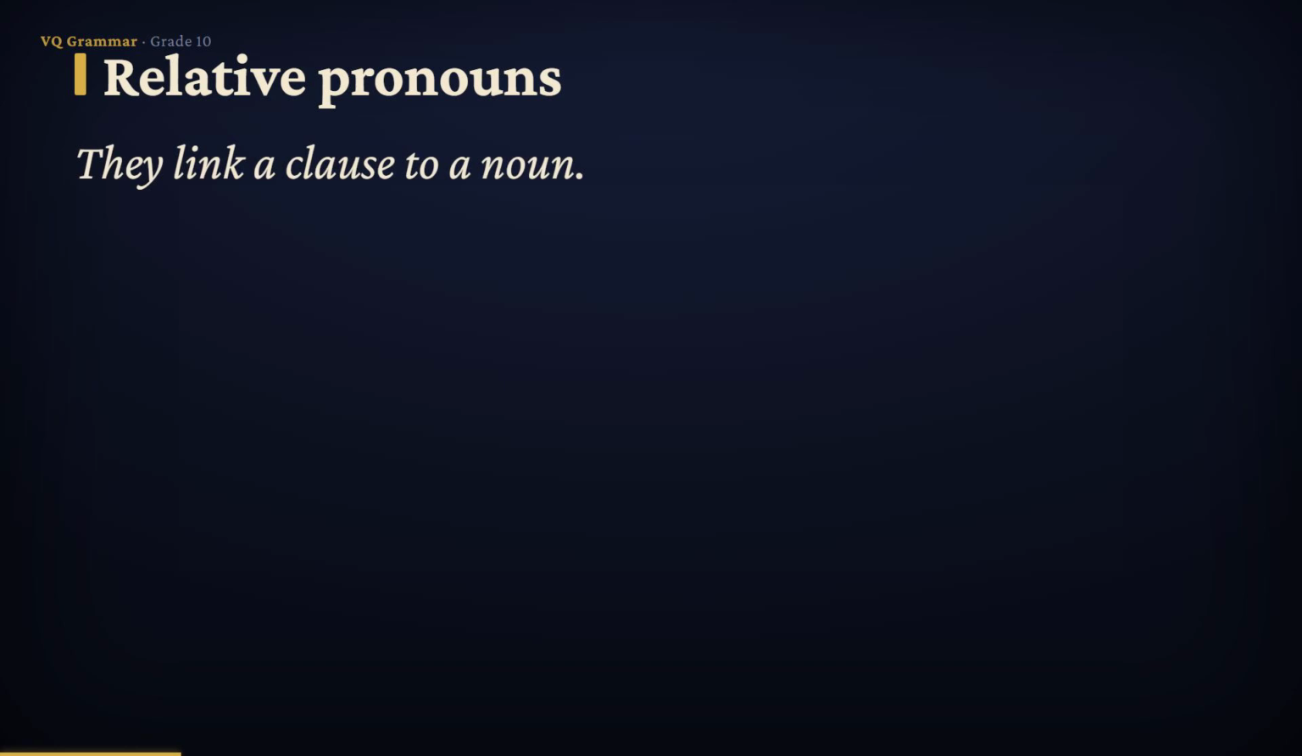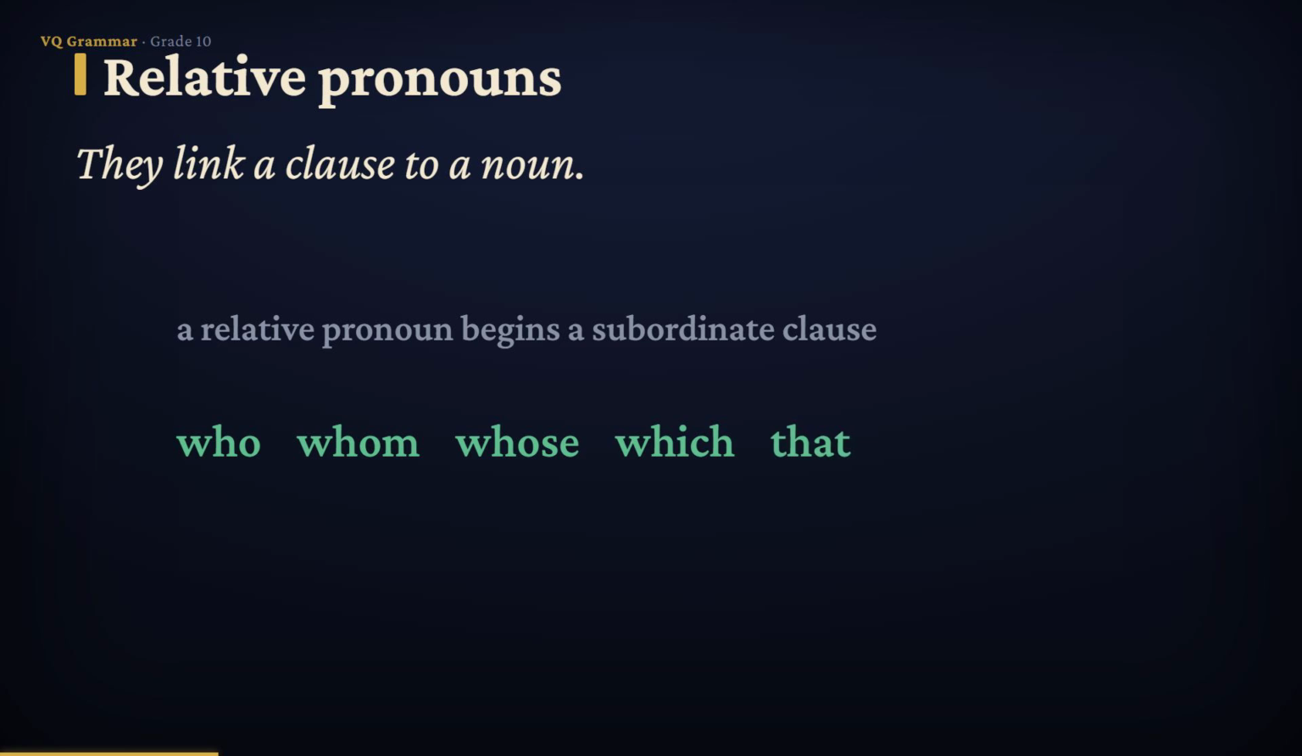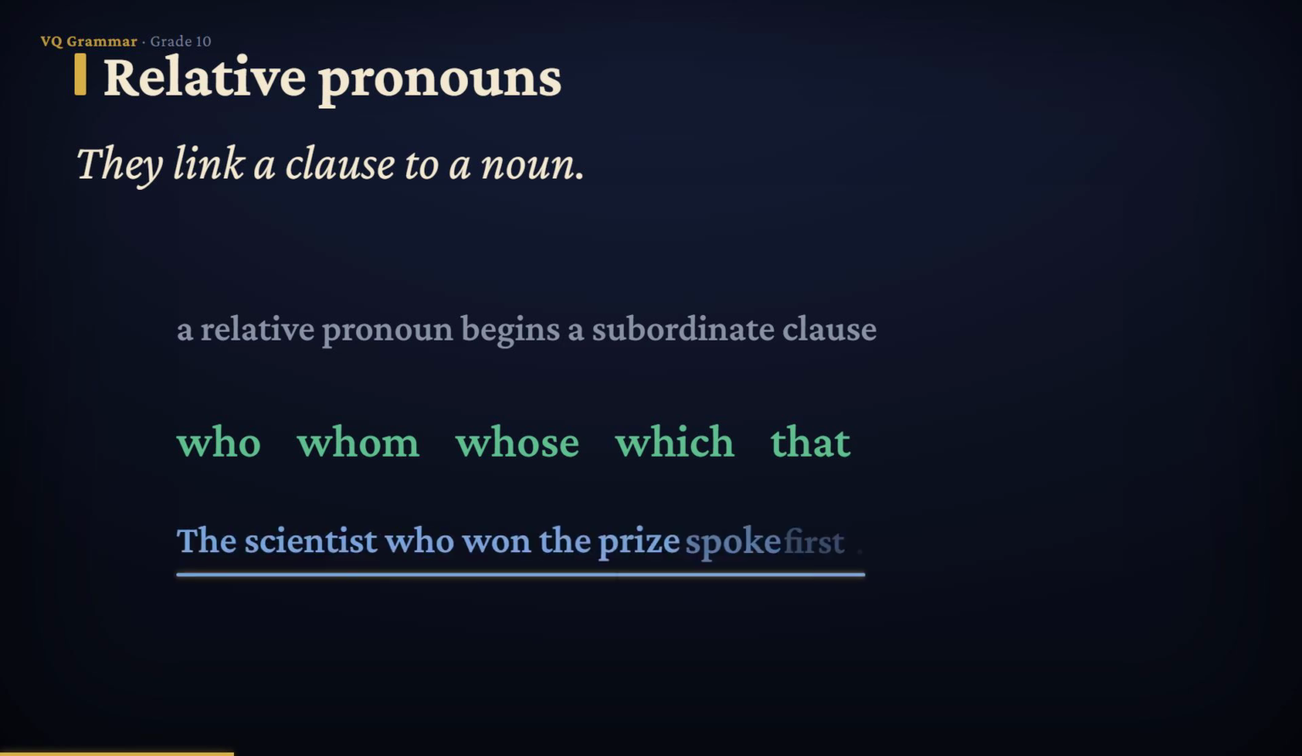Next comes the relative pronoun. A relative pronoun begins a special subject and verb word group called a subordinate clause, and it relates that clause back to a noun. The common ones are who, whom, whose, which, and that. Here's an example. The scientist who won the prize spoke first. The word who opens the clause who won the prize, and it links that whole clause back to the noun scientist, telling us which scientist we mean. So the relative pronoun is like a hinge, joining extra information to the noun it describes.